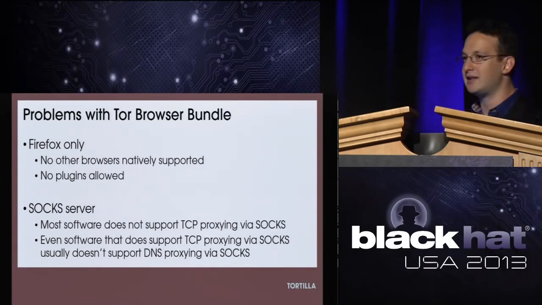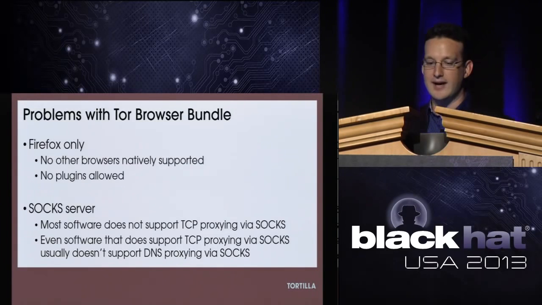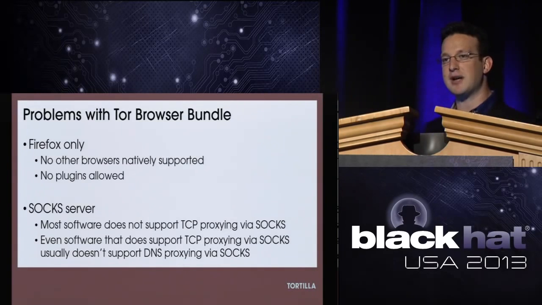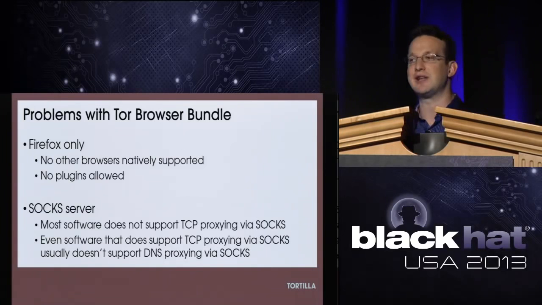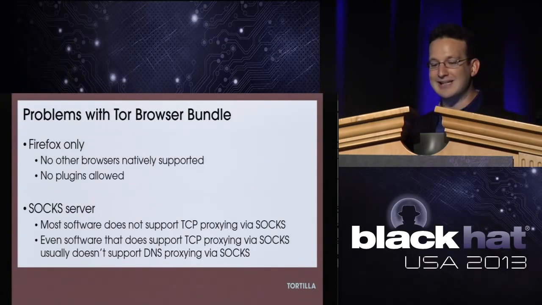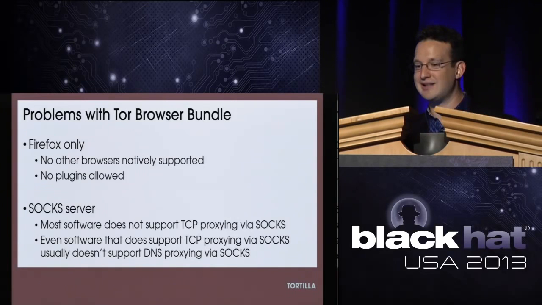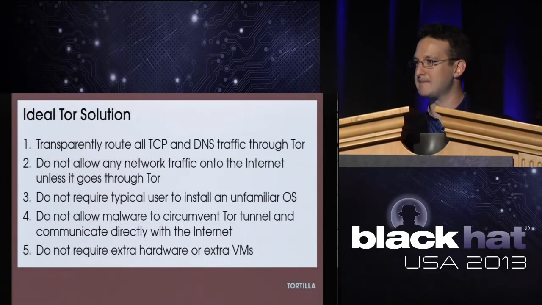Secondly, looking at the Tor client itself, it's hard to find networked applications that will natively support TCP proxying. And even if you do have a networked application that supports proxying, chances are it probably doesn't support DNS proxying as well via SOCKS. So what would the ideal solution look like?